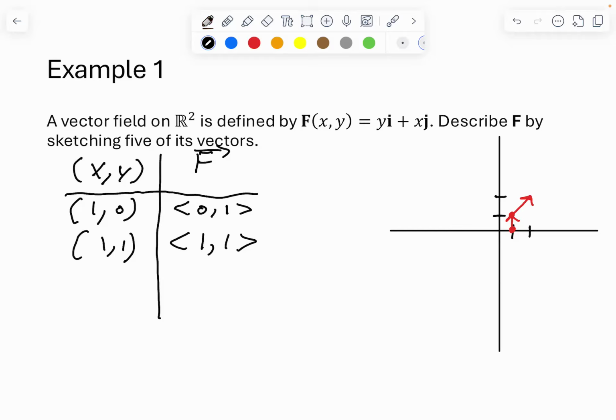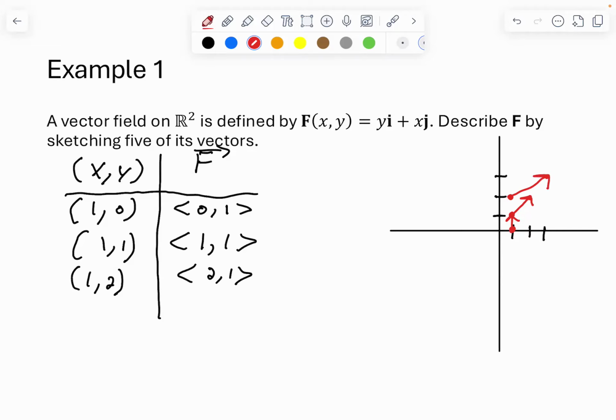If we choose another one, let's do 1, comma 2. This would give us 2, comma 1 as our vector. So 1, comma 2, that would be there. And we want to add 2 to x, 1 to y. That next point is going to be, I need one more line. There we go. There. And connect that with a vector.